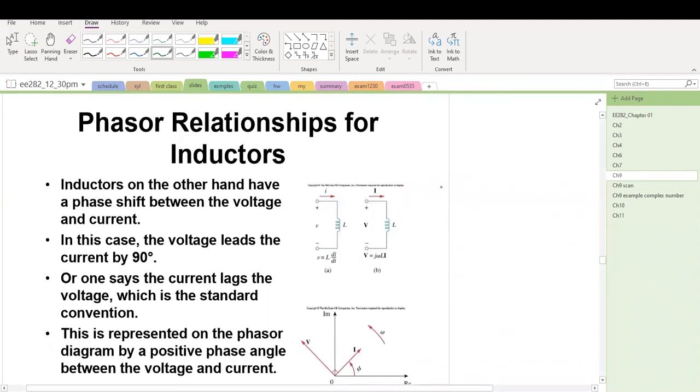If we understand the current-voltage relationship of the capacitor, for the inductor we just swap the current and the voltage. Here we look at the time domain: voltage equals L di/dt. So in phasor domain, V equals j omega L multiplied by I, where I is the current in phasor domain. In this case, the voltage V is leading the current by 90 degrees.